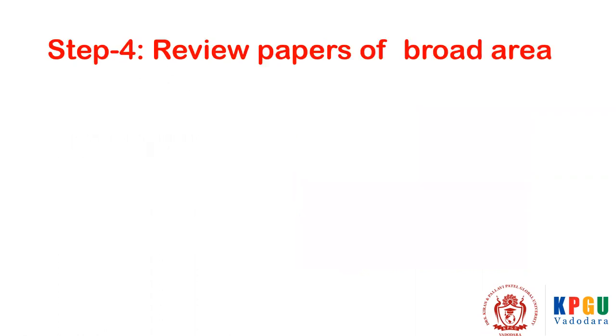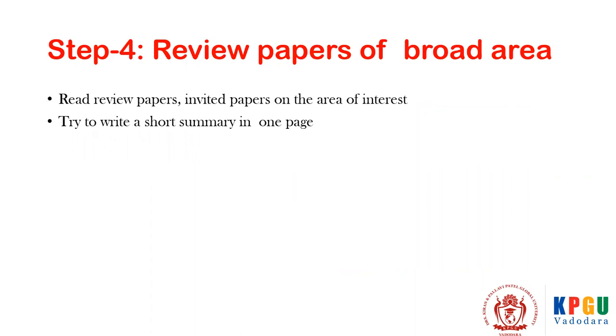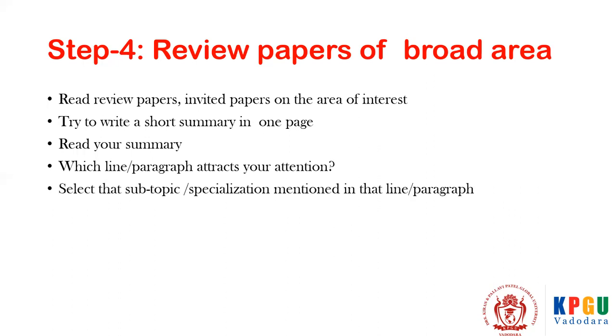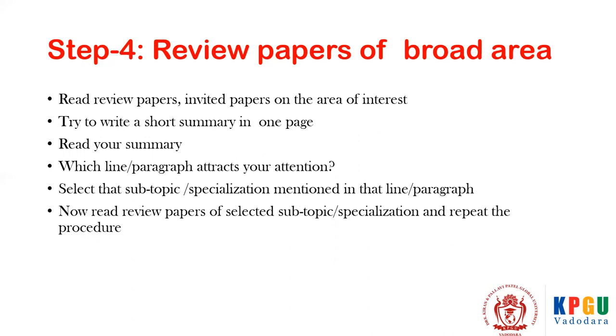The next step is review papers of the broad area. Read review papers, invited papers on the area of interest. Try to write a short summary in one page. Read your summary. Then which line or paragraph attracts your attention? Select the subtopic specialization mentioned in that line or paragraph. Now read review paper on the selected subtopic or specialization and repeat the same procedure, right?